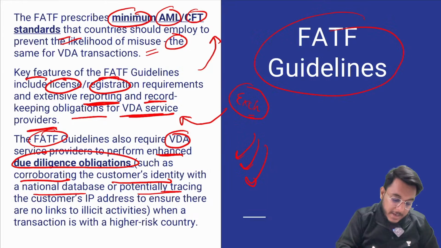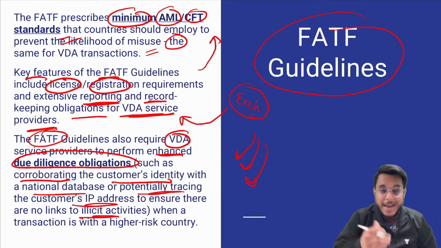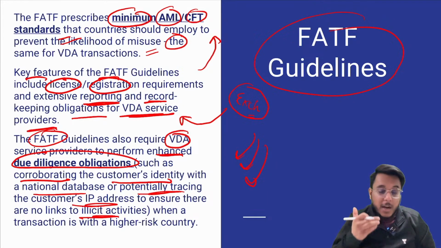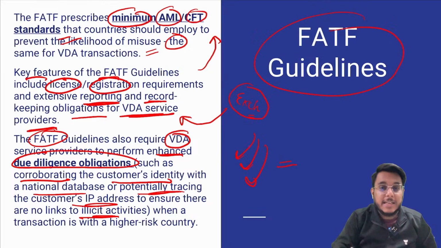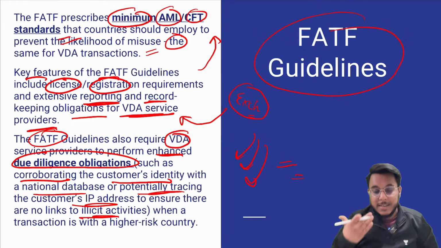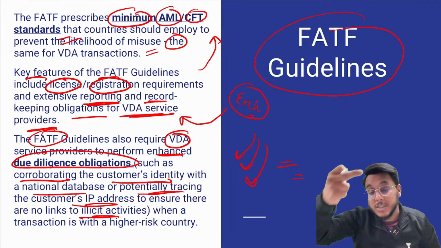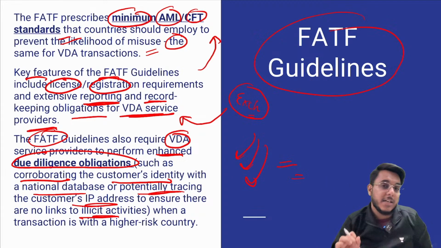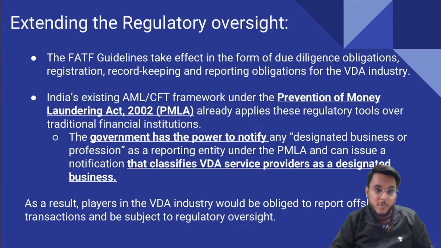They should also be tracing a customer's IP address to see that they do not have links with any terrorist group, that they are not involved in any illicit activity, and that they are not transferring these virtual digital assets to a high risk country. For example, money should not be transferred to Syria, Afghanistan, or all such countries. So this is something that needs to be focused upon.